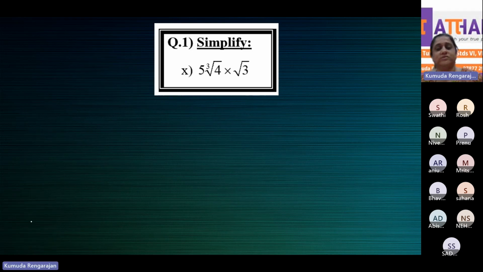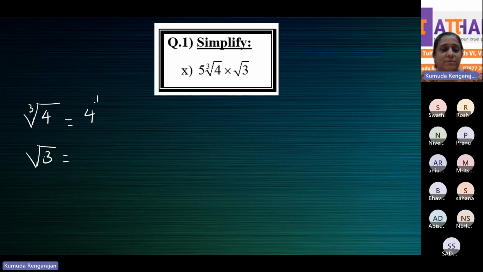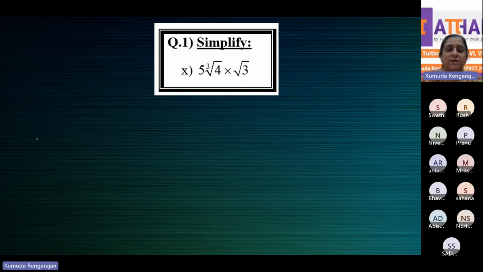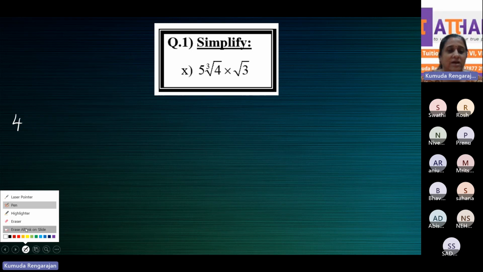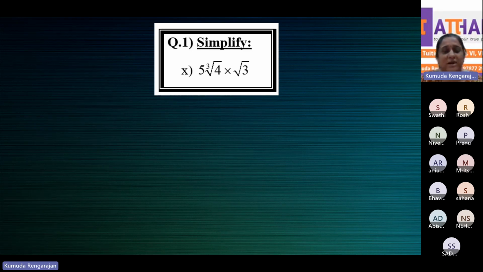So now how do we do this? Let me take up only this part, cube root of 4 and square root of 3. Listen to me very carefully. This is 4 to the power 1 by 3. This is 3 to the power 1 by 2. Am I right, children? Yes, ma'am. See, forget this question. I'm not trying to answer this question. I'm using this question and trying to teach you something else.